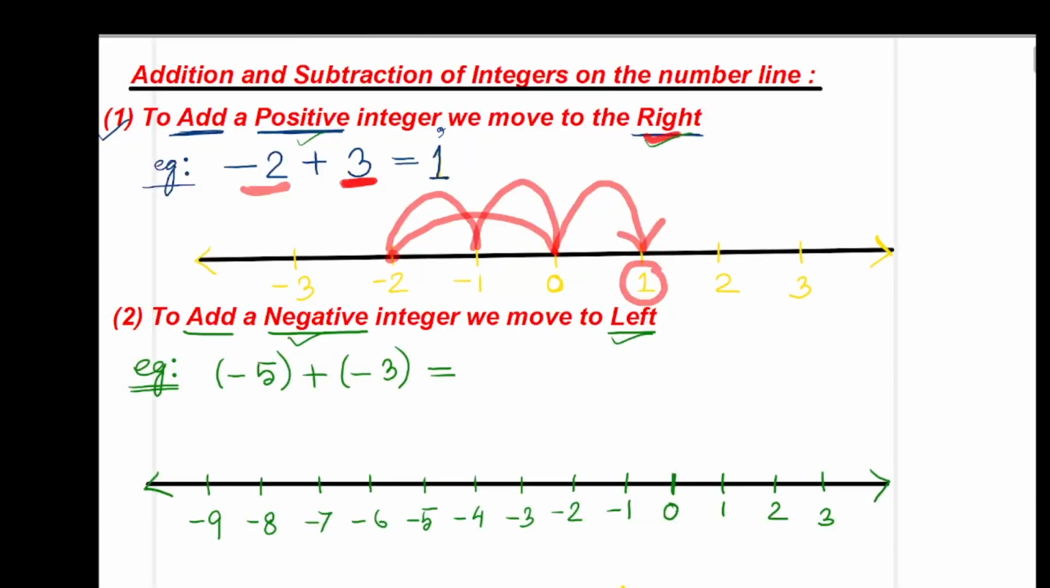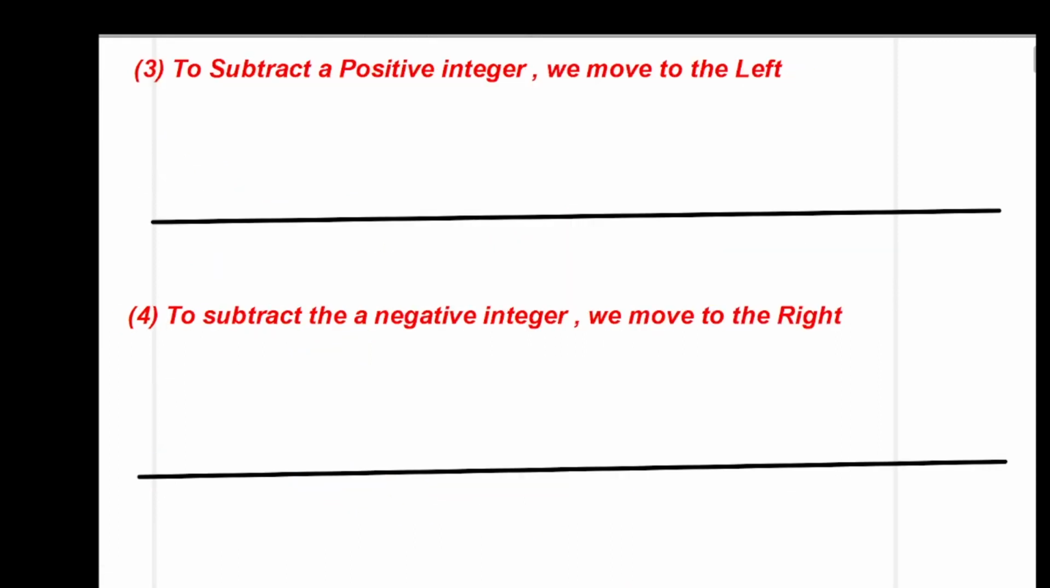Okay, now see what is given: when you are adding a negative number, then we have to go left. So what is our position? Our position is at -5. Then how many steps do you have to go towards left? 3 steps. 1, 2, 3. So what is our position now? -8. So our answer will be -8.